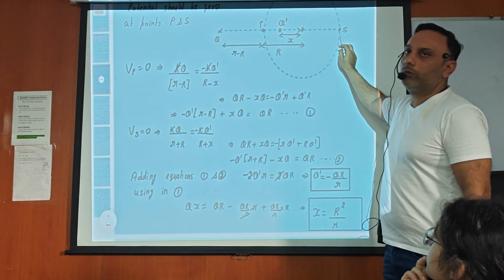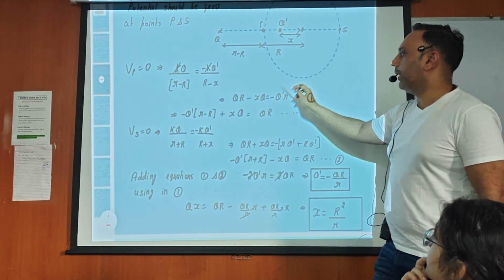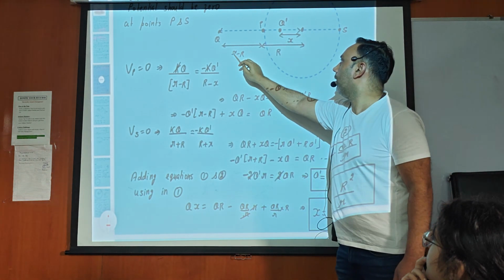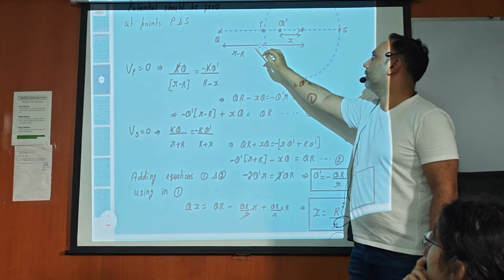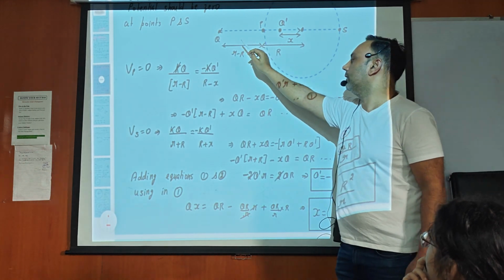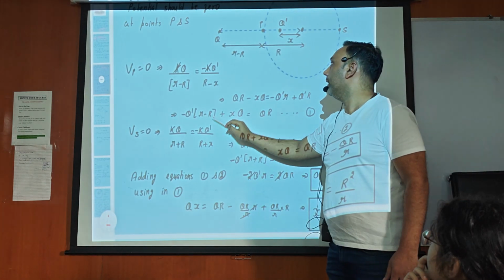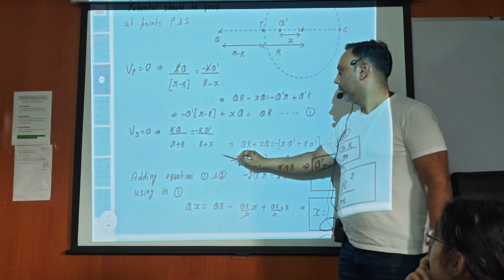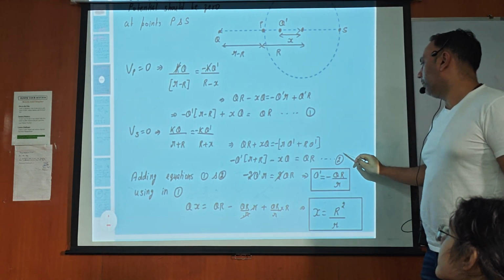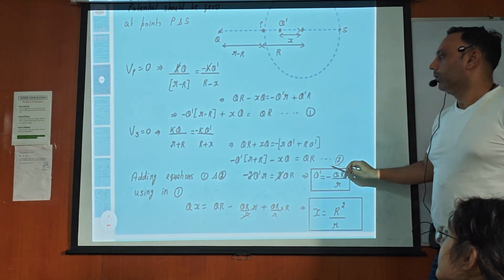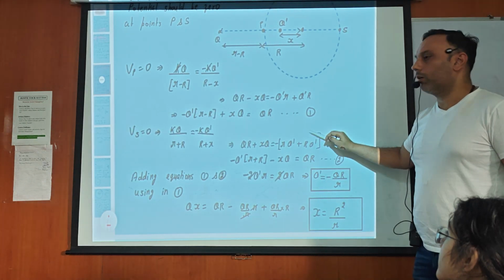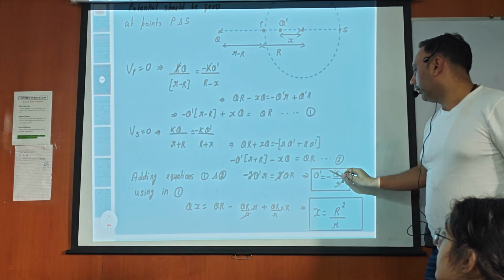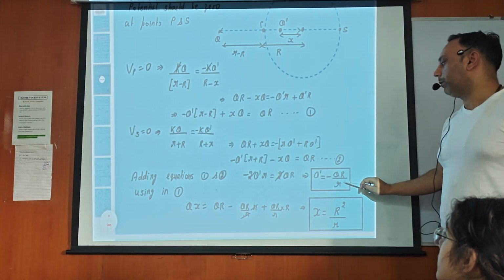Then Vs also should be equal to 0, right? So Vs is 0 means again kq upon small r plus capital R, the distance from q to S, so that distance is capital R plus small r, is equal to minus kq dash upon capital R plus x. Okay, buddy? And then I am rearranging, so I am getting this equation 2. Now I am adding these two equations, or you can solve in your own style. So I am adding these two equations. What I am getting is q dash as minus q capital R by small r.